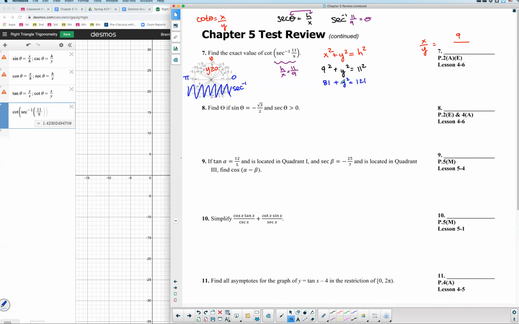So I'm trying to isolate the y here. So 81 is adding, so we have to do the opposite operation. The opposite of adding is subtraction. And so we have y squared equals 121 minus 81. 12 minus 8 is 4. So y squared would equal 40.